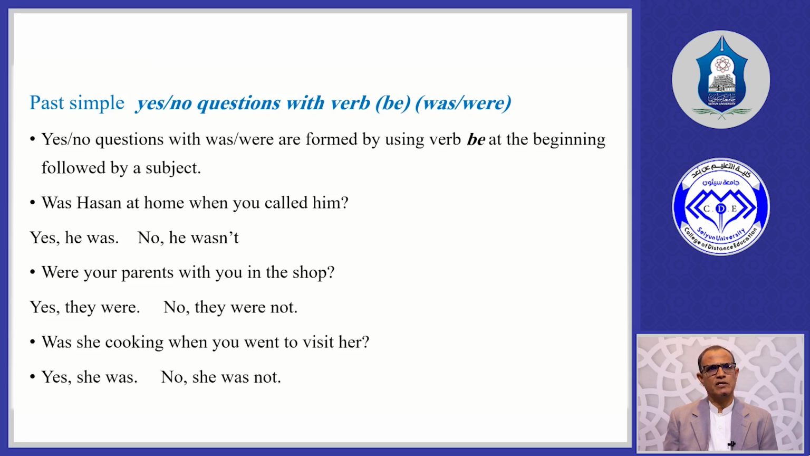Was she cooking? But I want to focus on the point that was here also. Yes, no question, because was comes at the beginning of this question. Was she cooking when we went to visit, or when you went to visit her? Yes, she was, or no, she was not. So this is concerning how we make questions by using verbs to be. I mean, yes, no questions.